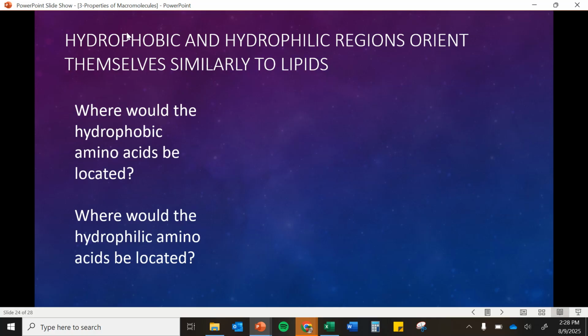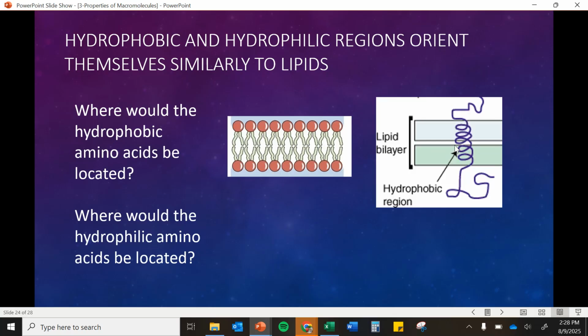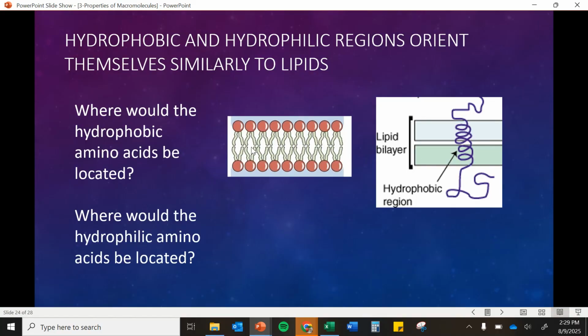So we can think about those hydrophobic and hydrophilic regions of our amino acids. How would they relate themselves to a lipid? If we have a bilayer here, where would the hydrophobic amino acids be located? Well, they're hydrophobic. They don't like water, so they're going to orient themselves inside of that membrane. And then the hydrophilic amino acids, they like water, so they're going to orient themselves outside of that membrane. They also could have these hydrophobic amino acids be located deep within the protein, with the protein folding to surround it. And we'll talk about that later.